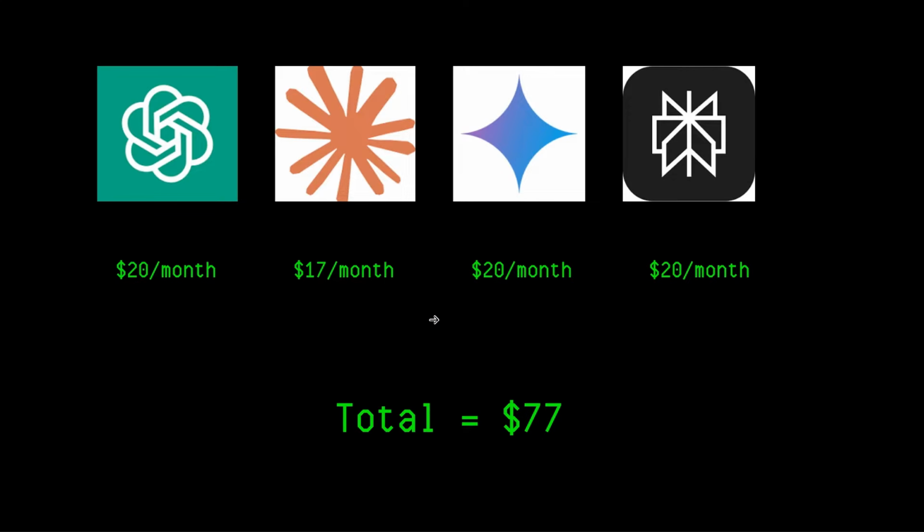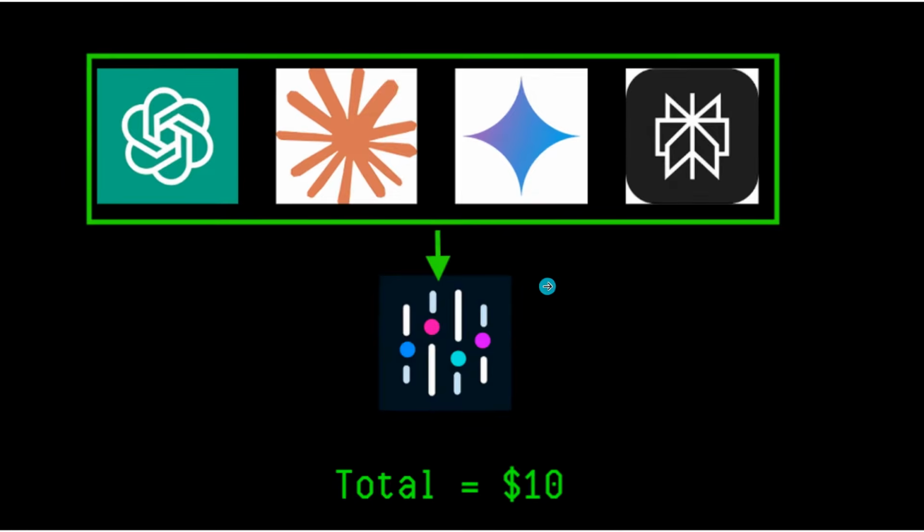Let's say you subscribe to pretty much every famous AI chatbot. This will total to $77. But if you subscribe to a much more expensive plan, that would total over $100. So now what if I told you you could just pay $10 per month, less than probably any of those individual subscriptions, and have access to the exact same models and tools for literally 1/10 of the cost.